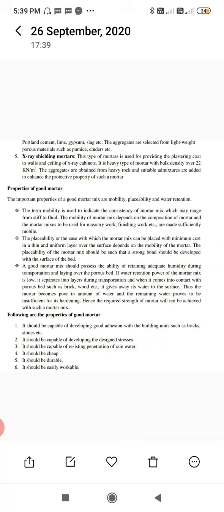The fifth one is X-ray shielding mortar. This is the type of mortar used for providing the plastering coat on walls and ceilings of X-ray cabinets. It is a very heavy type of mortar with a density of over 22 kN per meter cube. The aggregates are obtained from heavy rock, and suitable admixtures are added to enhance the properties of such mortar.